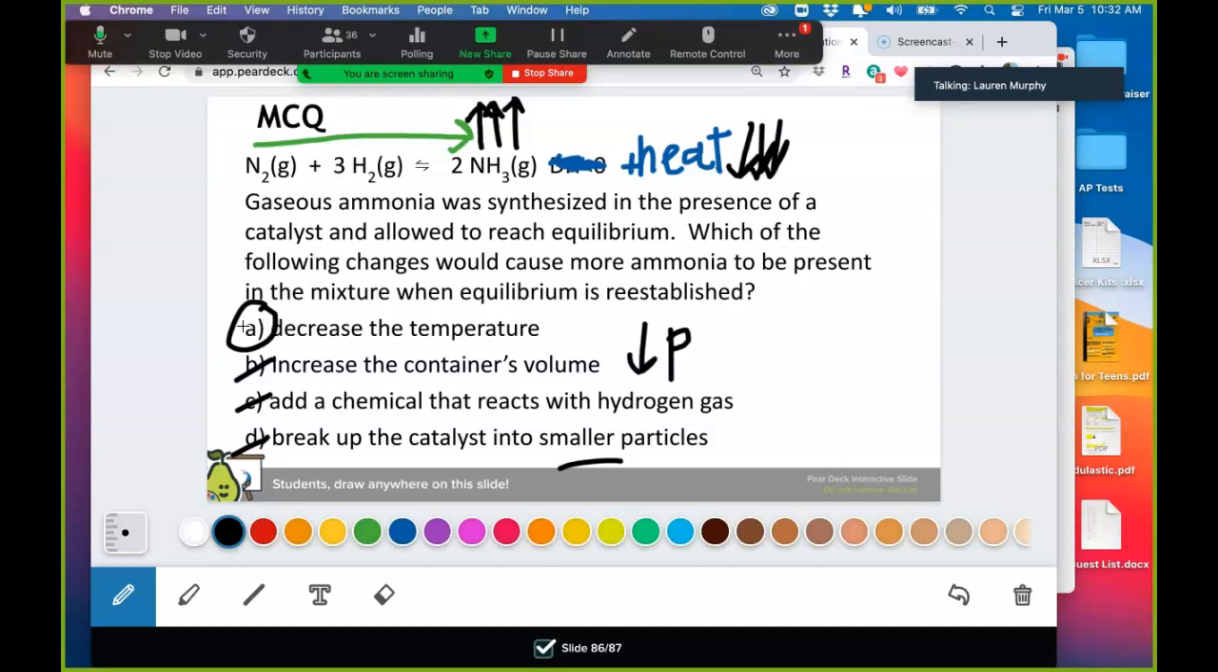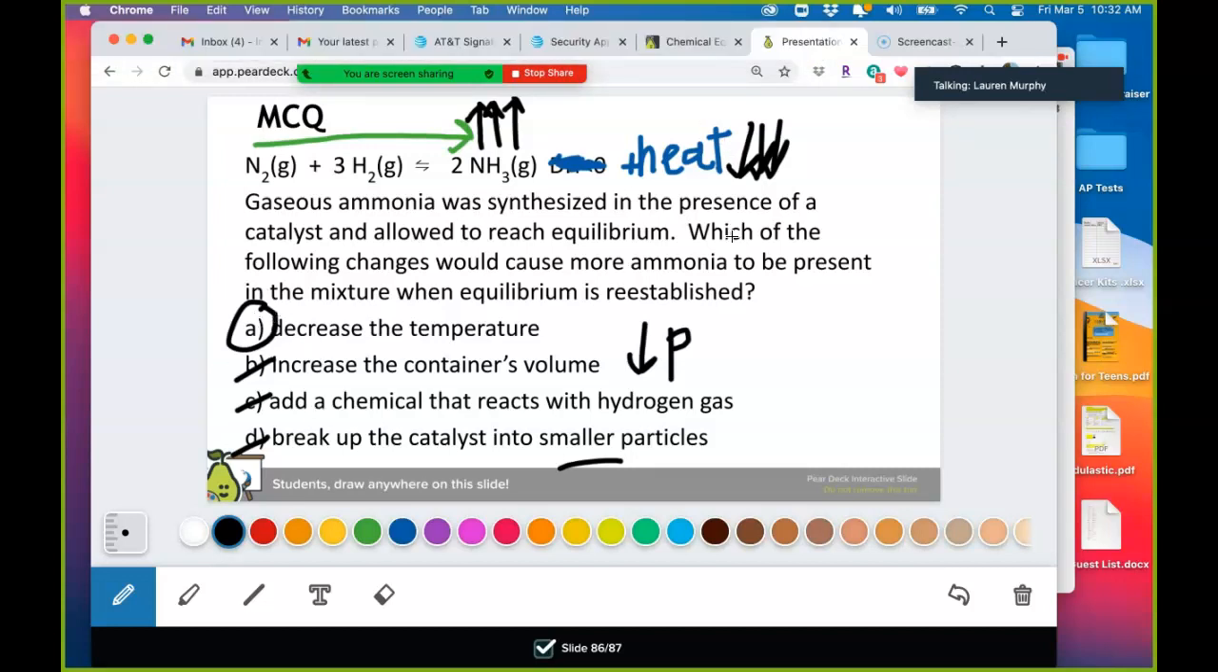So again, decreasing the temperature means I'm going to lower the heat, and the heat is a product, which will cause the reaction to shift towards the products to try to make up for it. Increasing the volume drops the pressure, and to get pressure back, it will shift to the side with more moles because that will get you pressure quicker, in essence.